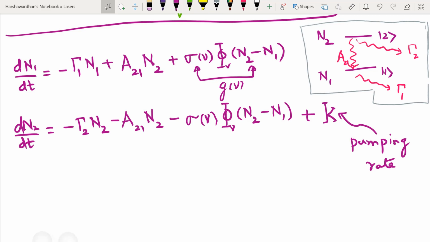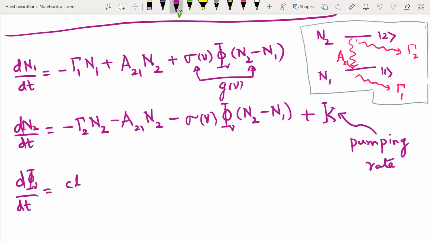The last rate equation is that of the photons in the cavity itself. Which, as you know, is proportional to the number of photons. It is also proportional to the photon flux within the cavity. That is d phi nu by dt is simply small l by capital L, and this one is g nu. Again, I will open it up. So sigma nu times N2 minus N1 times phi nu.